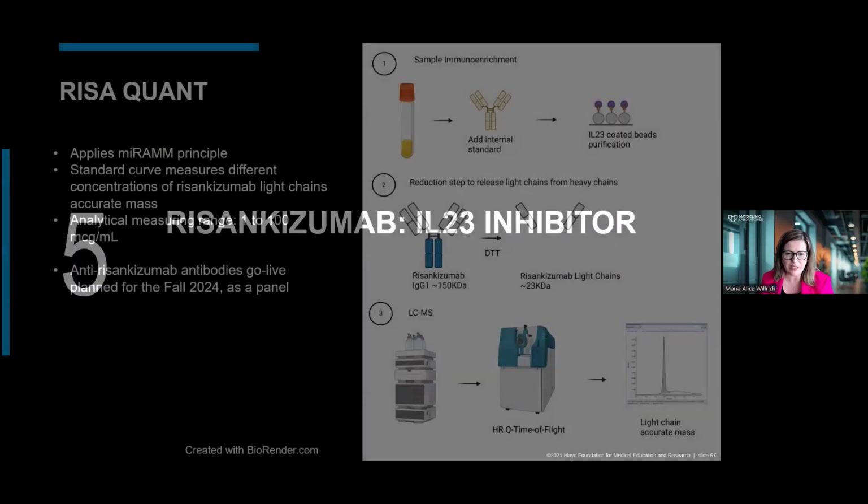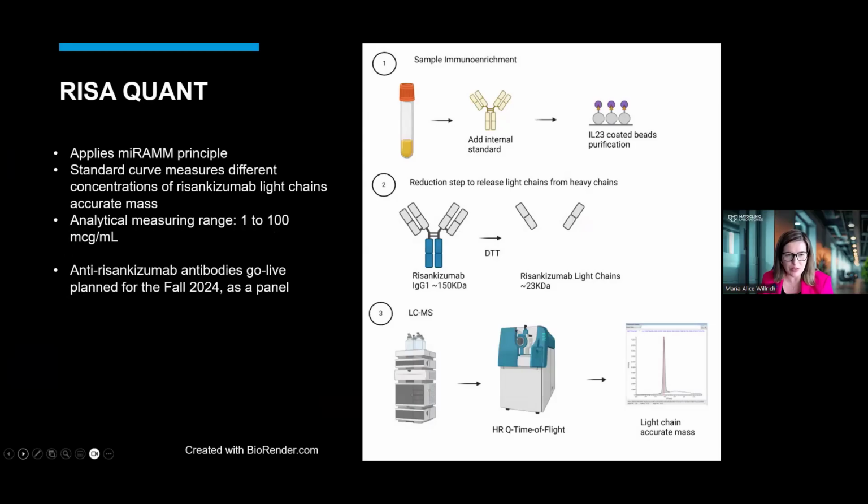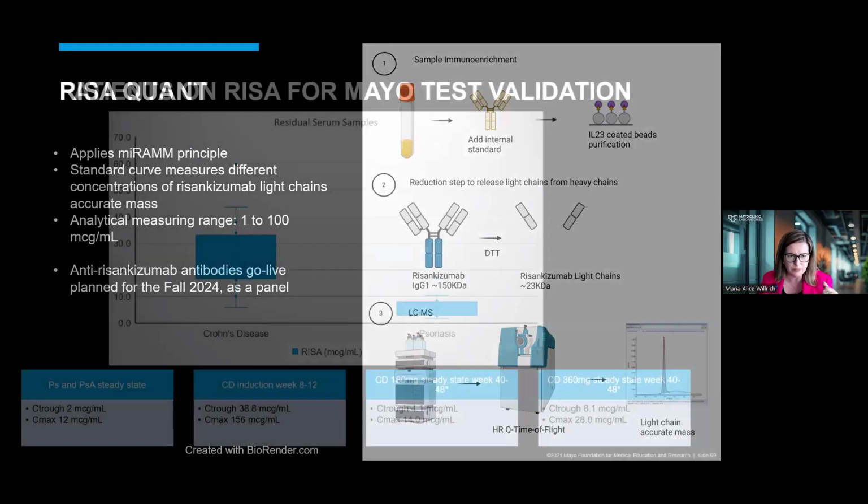Last but not least, risankizumab was the last test we brought live, now at the end of March. It also uses this mass spectrometry approach, and now we are coating with an enrichment step using interleukin 23. That provides a very wide measuring range from 1 to 100. We can measure the signature light chain mass of risankizumab using a time-of-flight instrument, very similar to what we've done for vedolizumab. The anti-risankizumab antibodies go-live is planned for the fall, and we also expect very low immunogenicity for risankizumab, like vedo and ustekinumab.